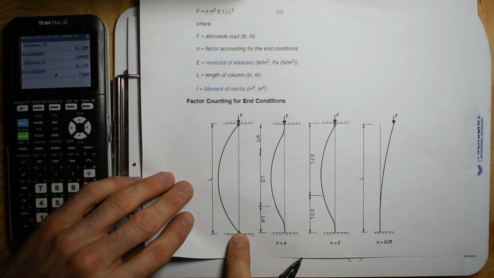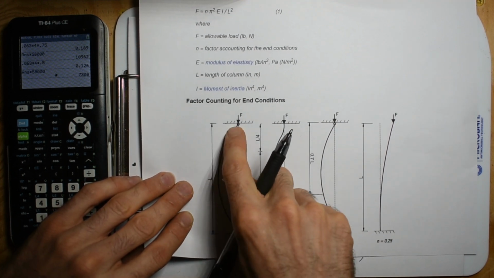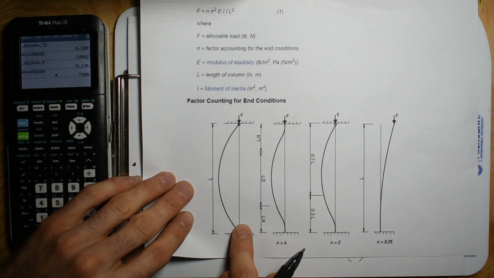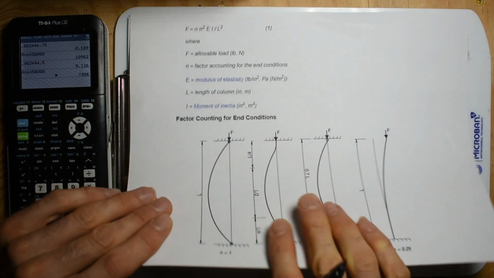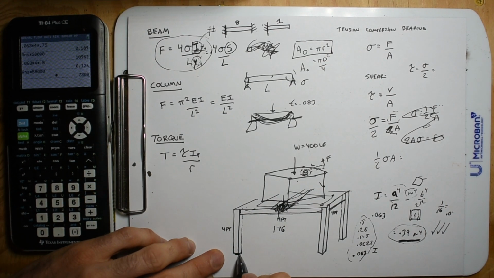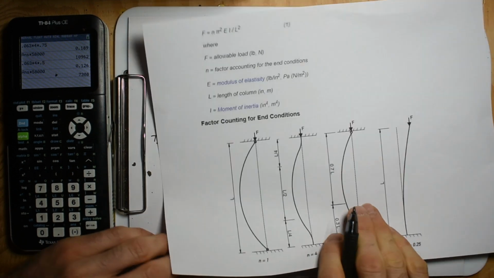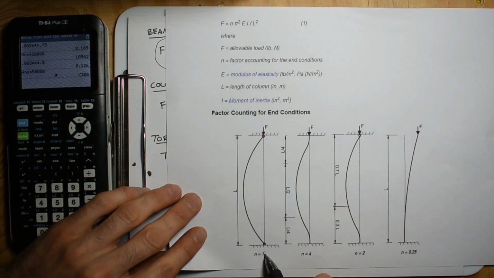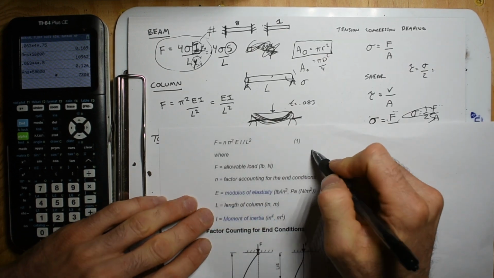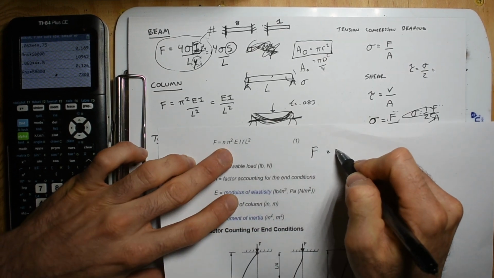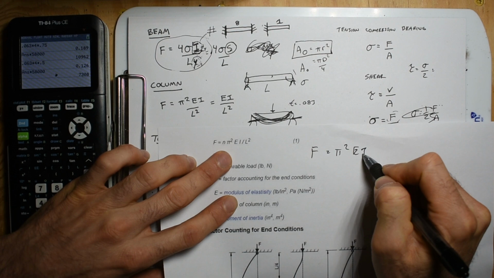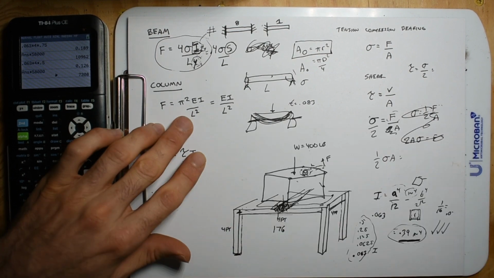And why not just use this one? It looks like the bow. It's attached at the top, attached at the bottom, and it looks like a bow. Look at this. It kind of looks like it's attached to the bottom and attached to the top, so it might bow. And this is kind of your in-between. N is 1, so you're just taking this equation that says F is equal to pi squared EI divided by L squared. So that's what we got here.